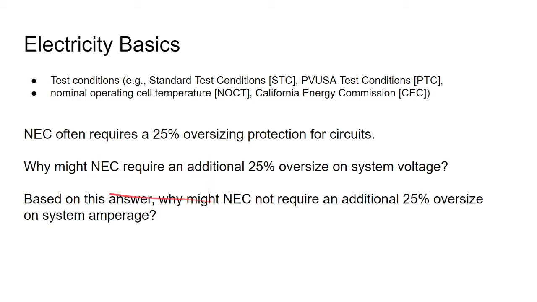So why might solar be different? Why would solar have additional voltage and amperage oversizing requirements beyond the standard 25%?